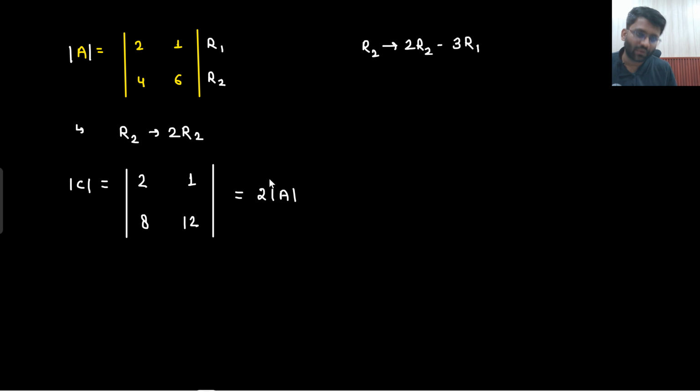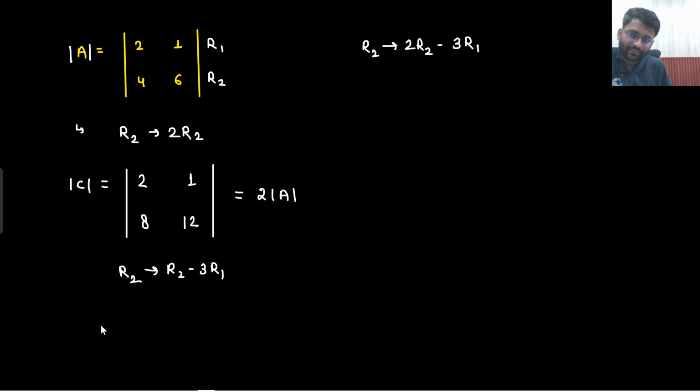I got twice of determinant of A. Now, next operation, what am I applying? In R2 only. This is my new R2. So in R2, what am I doing? I am subtracting 3R1. Now this is my new R2.